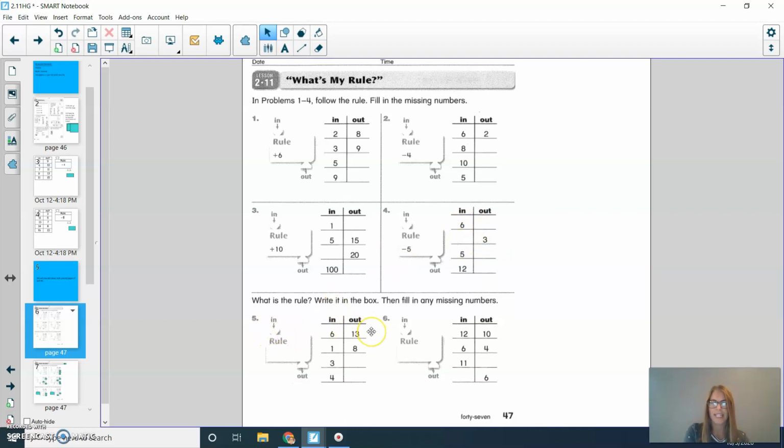Then for 5 and 6, what is the rule? Write it in the box. So what are they counting by? And then fill in any of the missing numbers. Boys and girls, I'm going to ask that you try to do as much of this page on your own as you can. And then when you're ready to check your answers, then press play. Press pause now.